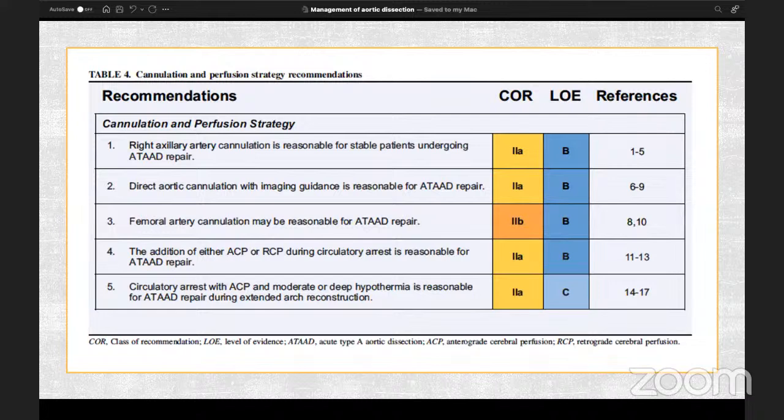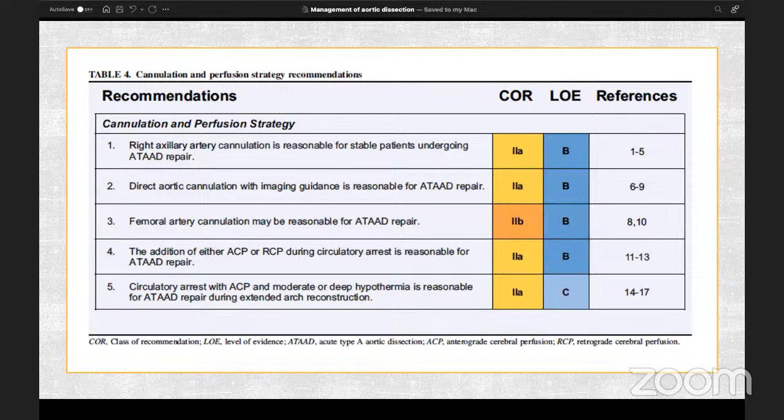Okay, and the optimum pressure is 50 to 70 millimeters of mercury, not more than 70. The higher pressure you give the brain, there is more embolic load on the brain. So antegrade cerebral perfusion is not without its complications. If you give it at high pressure, it can be detrimental to the brain.